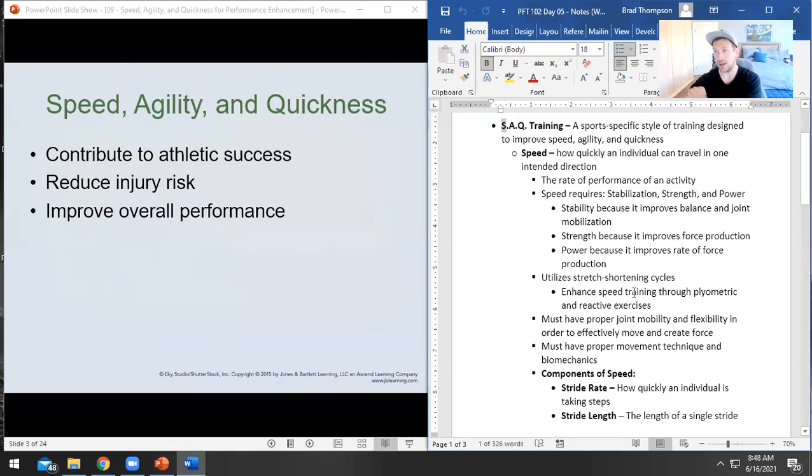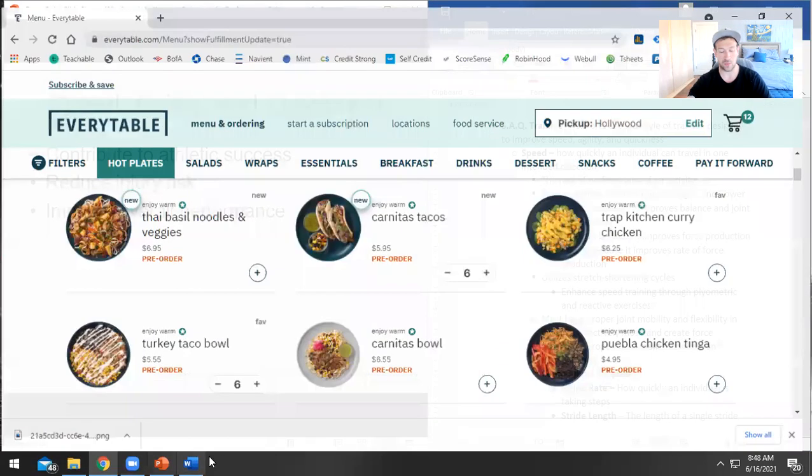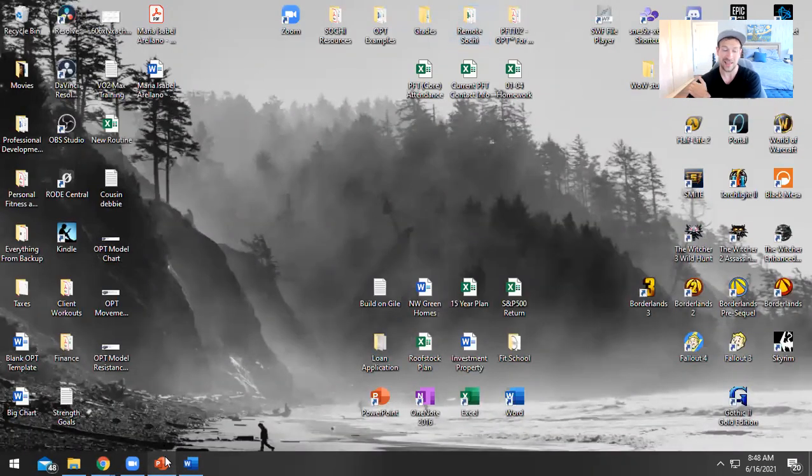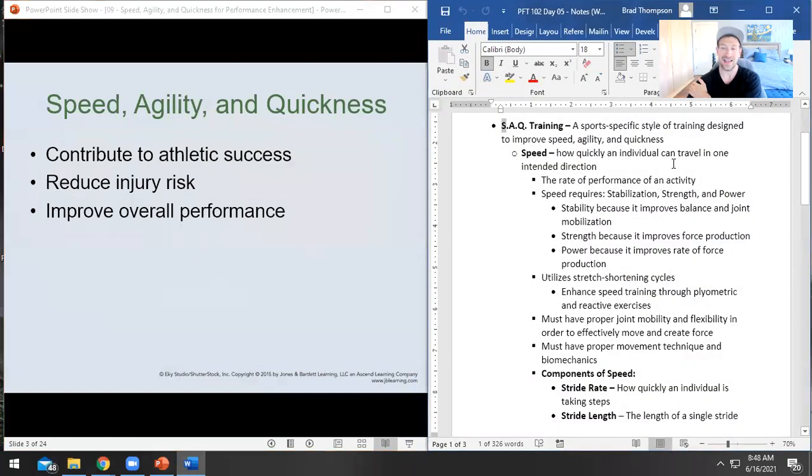Speed is how fast you can travel from point A to point B, generally in a straight line. So generally when we're talking about speed, we are talking about traveling in one intended direction as fast as possible. When we're talking about agility, we are talking about multi-directional speed. So oftentimes we are talking about how quickly you can accelerate, how fast you can decelerate, and how fast you can change directions.